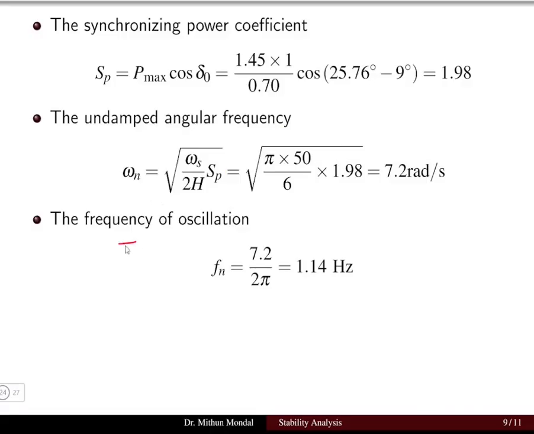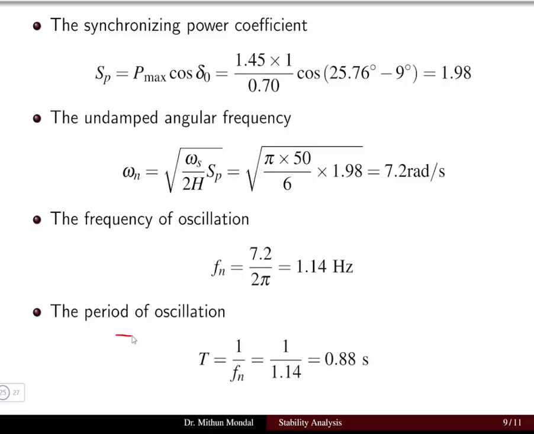So the frequency of oscillation Fn is equal to 7.2 by 2 pi, because omega is equal to 2 pi f. So the undamped frequency omega n will be equal to 2 pi Fn. Fn, being the frequency of oscillation, we can determine with 7.2 divided by 2 pi, which is equal to 1.14 Hz. Now finally we can determine the period of oscillation. The period T is equal to 1 by Fn, because the time period is inversely proportional to the frequency. Frequency being 1.14, the time period we are getting is 0.88 second.